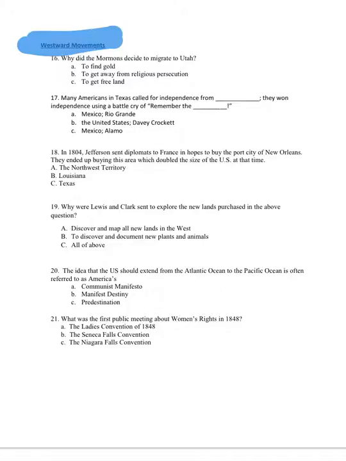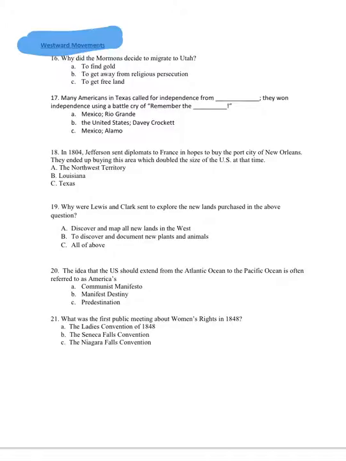19. Why were Lewis and Clark sent to explore the new lands purchased in the above question? Is it A, to discover and map all new lands in the West? B, to discover and document new plants and animals? Or C, all of the above? So if I were you, I would use number 19 to help you figure out what number 18 is.